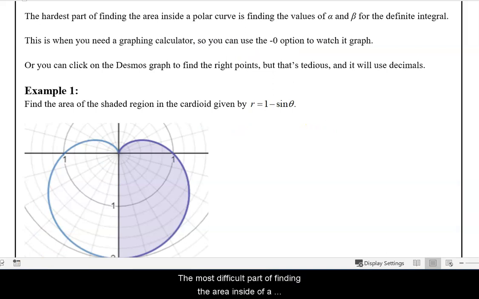The most difficult part of finding the area inside of a polar curve is finding the correct values for alpha and beta to use in the definite integral. This is when you're going to need a graphing calculator so that you can use the option that I describe as looking like an old-fashioned key. It's represented on the graphing calculator with a dash followed by a 0.